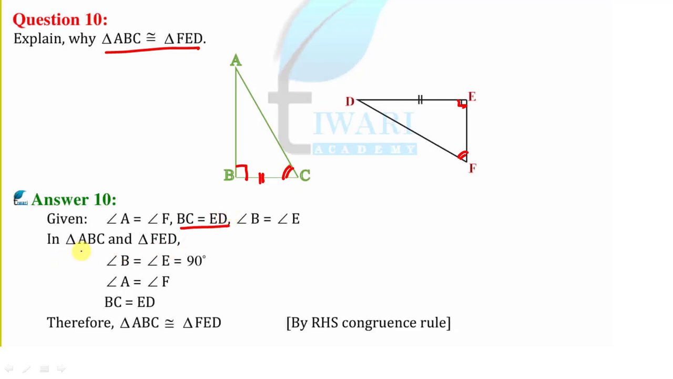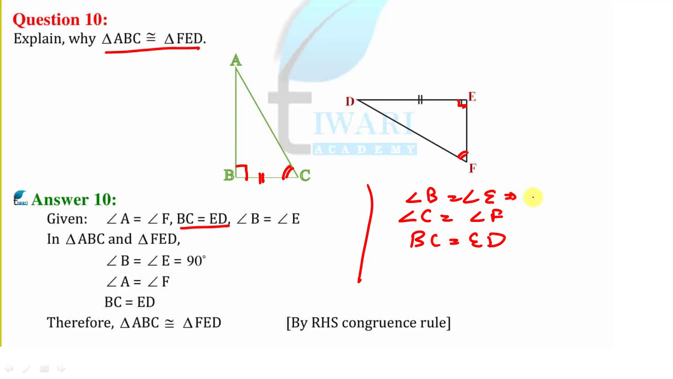So here what are the parts that are equal? Angle B is equal to angle E. The second part equal is angle C equals angle F. The third part equal is BC equals ED. So here we know that two triangles, this B is equal to E, equal to 90 degrees. So here two angles are equal and one side is equal. So triangle ABC is congruent to triangle FED by angle side angle congruency.